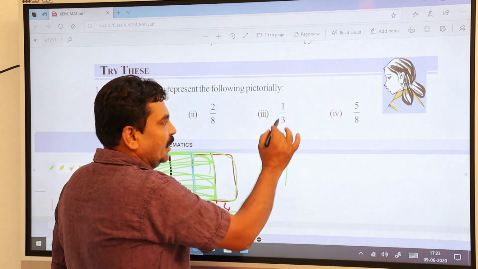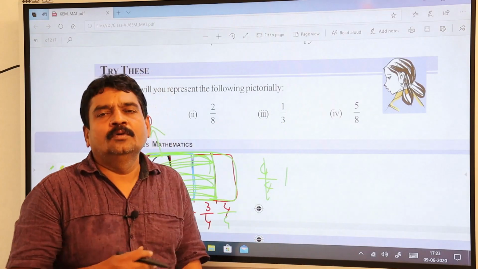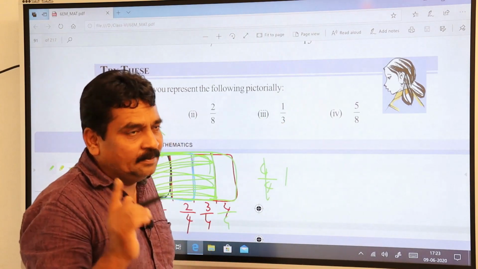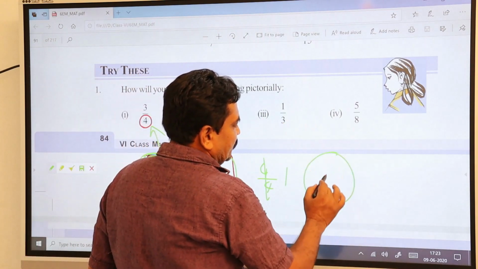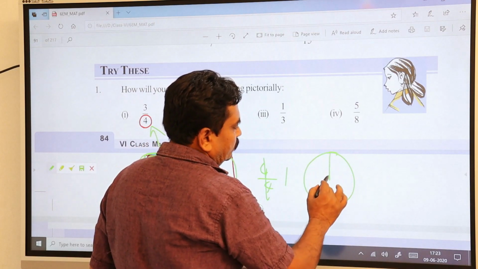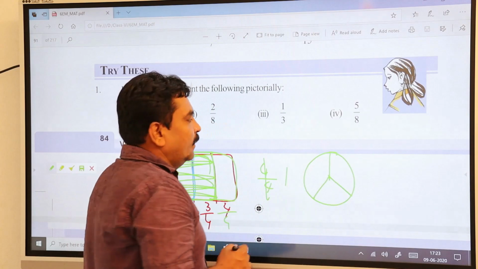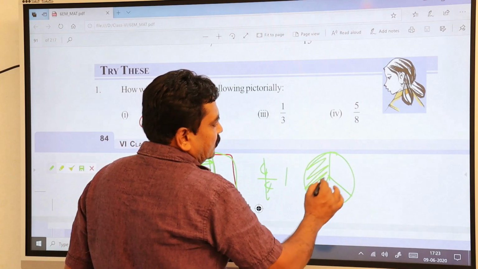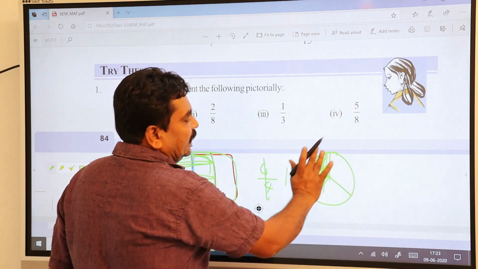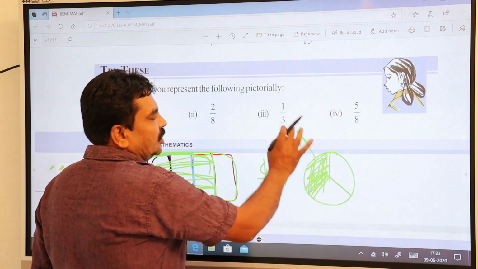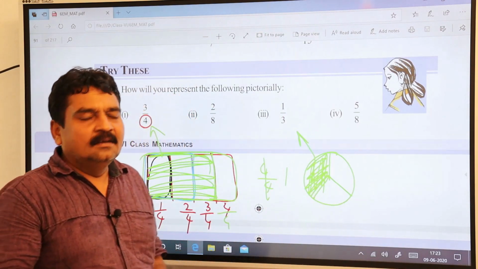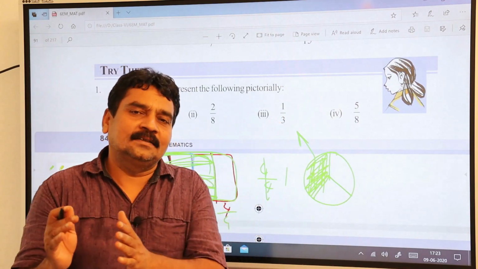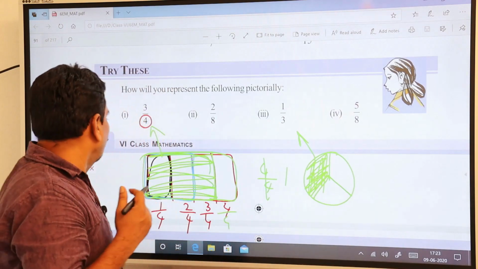Similarly here, 1 by 3. What are you going to do? You make a picture with 3 equal parts. Equal parts, I am telling you. Suppose I take this picture with 3 parts, then for 1 by 3 I have to shade 1. I'll shade 1, then this picture represents the fraction 1 by 3. Remember, always in fractions, the denominator represents the number of parts you make. You understood? Let's go to the next problem.